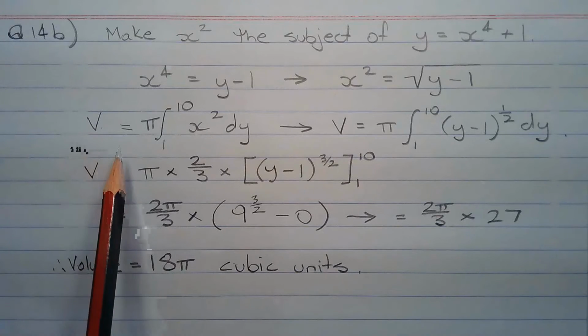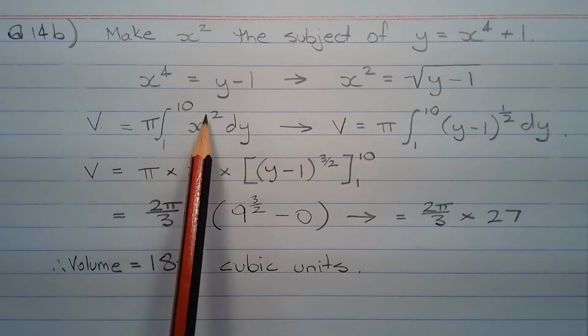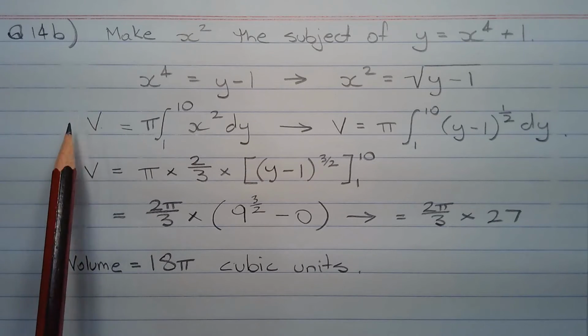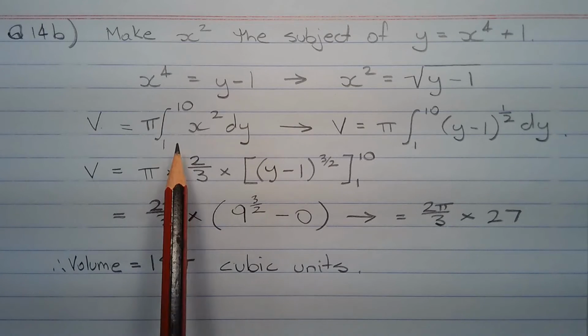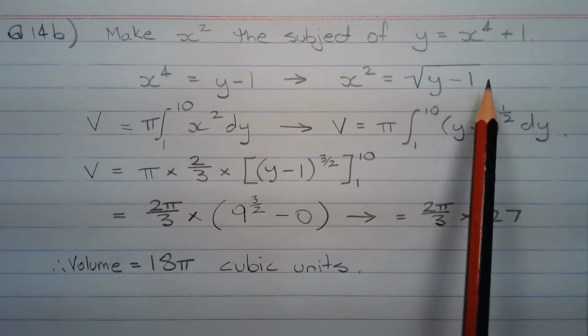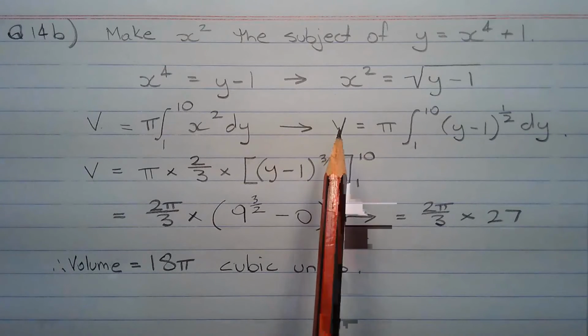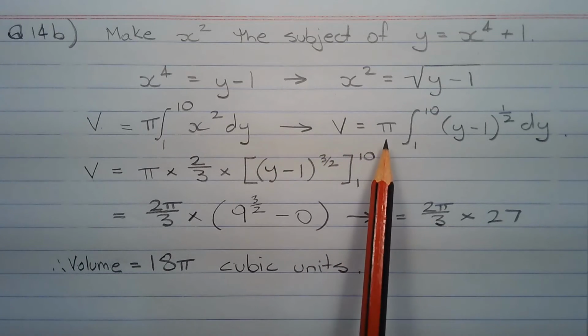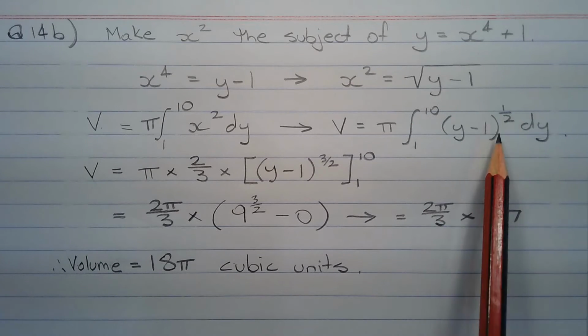Now v is equal to pi times the integral from y equals 1 to y equals 10 of x² dy, where v represents the volume of the solid of revolution formed. And x² is equal to the square root of y minus 1. And expressing this surd in index form, we have volume v is equal to pi times the integral from y equals 1 to y equals 10 of y minus 1 to the power of half dy.